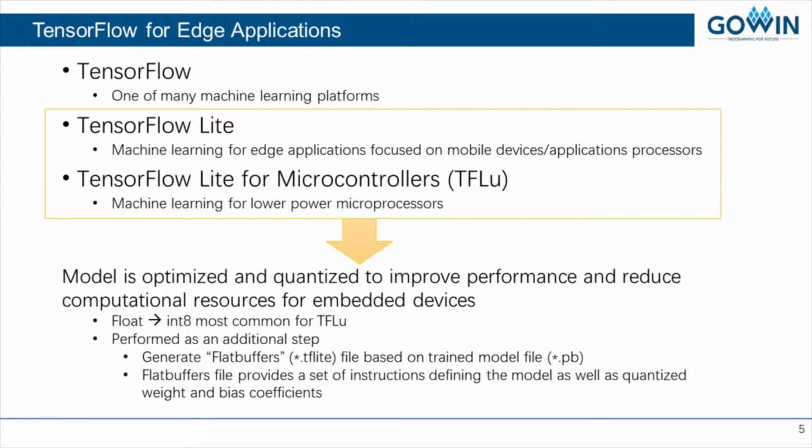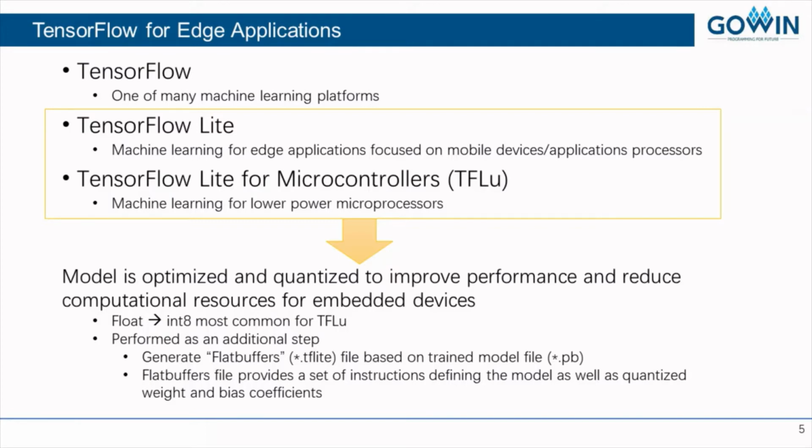So floating point values in TensorFlow are converted to 8-bit integers. And then there's some additional steps. A flat buffers file is generated, and this flat buffers file is what TensorFlow Lite for microcontrollers generates. Basically, this contains the model as well as the coefficients. It's kind of like an instruction file, so to speak.